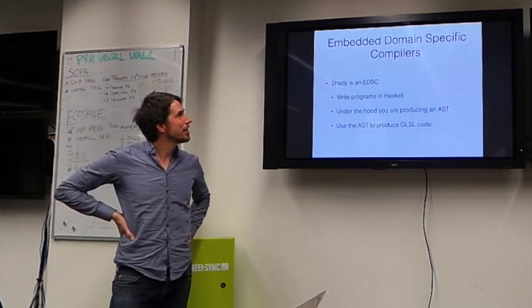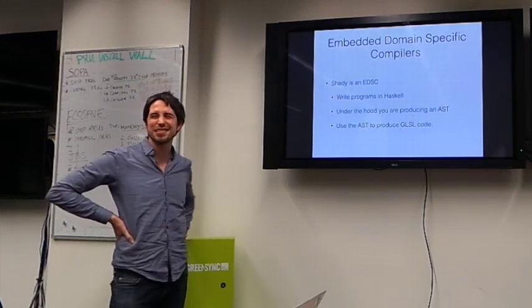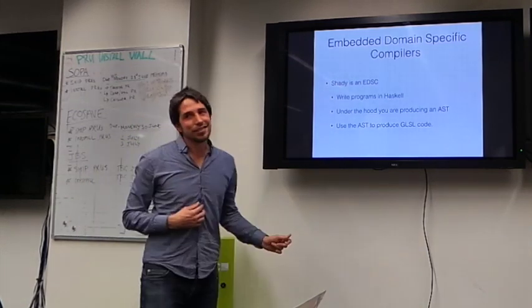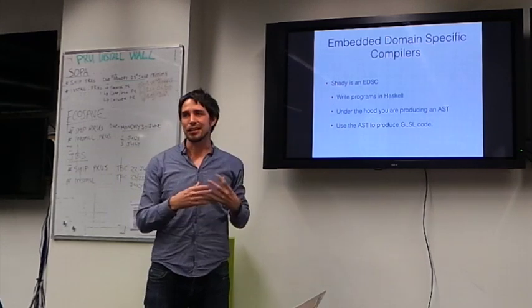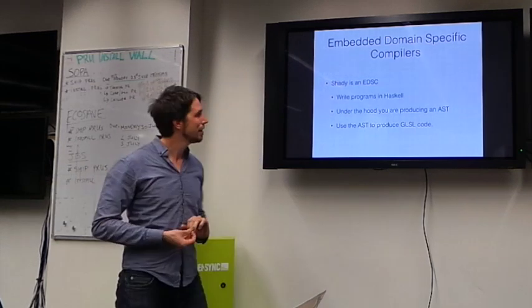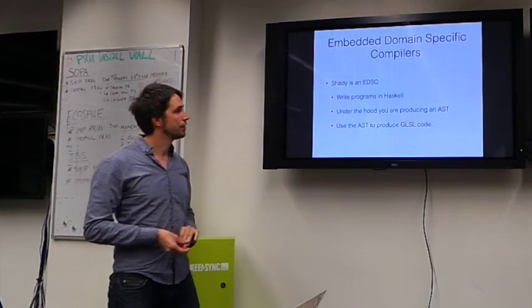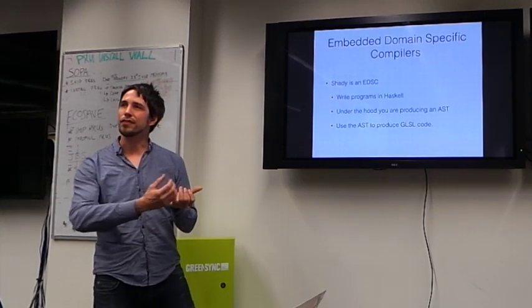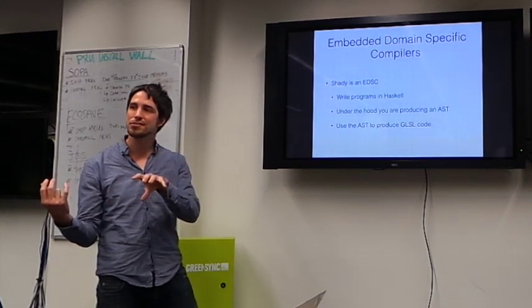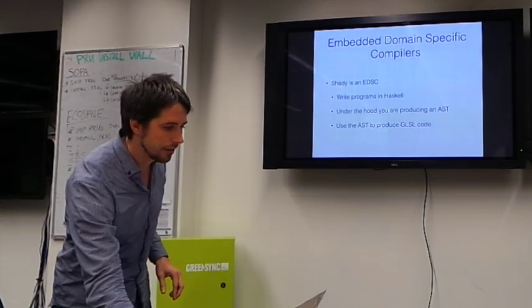Right. Okay, so embedded domain-specific compilers. Shady is one of these. It's an EDSL, but it's also a compiler. It's like an EDSL plus. What you do is you write programs in Haskell, but instead of them directly being executed, what you're actually doing under the hood is producing an AST instead. And you can use the AST to produce the GLSL code then. So it's almost like you do the complete back end of the compiler, but you still take advantage of the host language's type system, and you don't have to write a parser. So you do save a little bit that way.